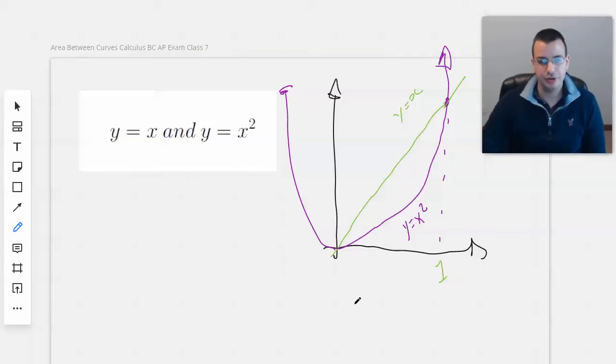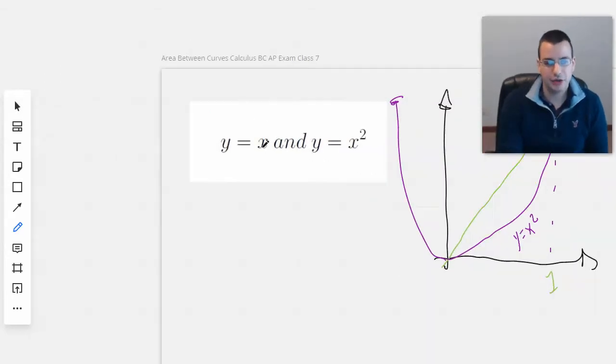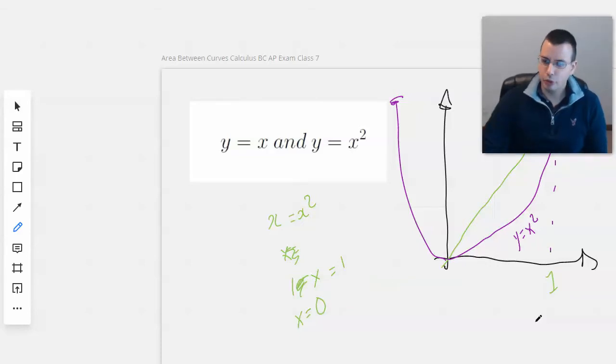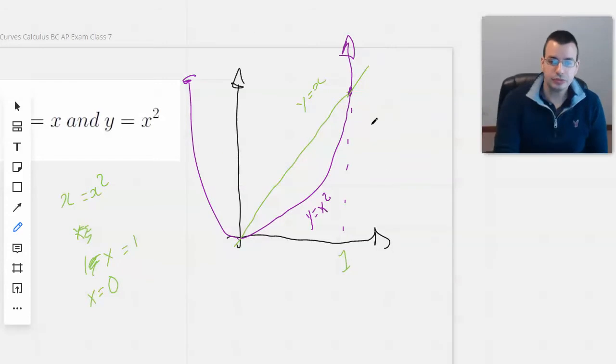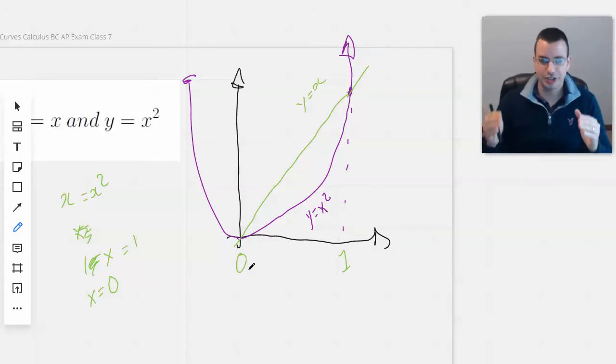To do that, we set the equations equal to each other. So we say x equals x squared, and we can solve this for x: divide both sides by x, so we have 1 equals x. We also have x equals 0. Then we know that 0 and 1 is where the curves intersect.